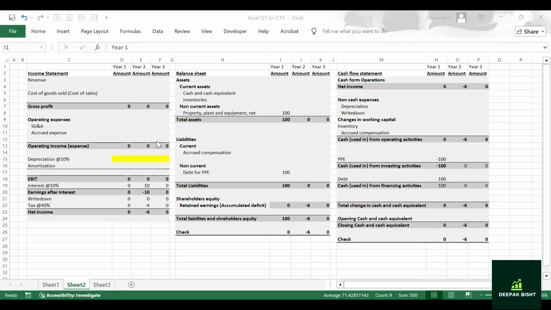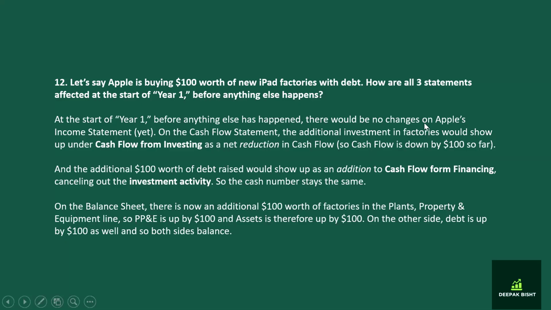In the start of year one, before anything else has happened, there would be no changes on Apple's income statement. We have seen that. On the cash flow statement, the additional investment in factories would show up under cash flow from investing as a net reduction in cash flow. And the additional $100 worth of debt raised would show up as an addition to cash flow from financing, canceling out the investment activities. So the cash numbers stay the same.